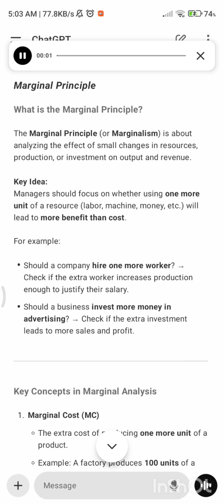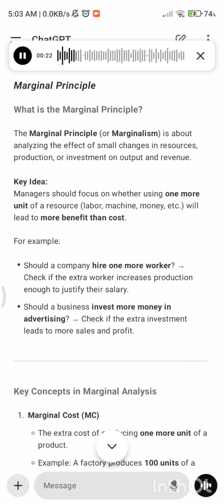Marginal principle. What is the marginal principle? The marginal principle, or marginalism, is about analyzing the effect of small changes in resources, production, or investment on output and revenue. Key idea. Managers should focus on whether using one more unit of a resource, labor, machine, money, etc., will lead to more benefit than cost.